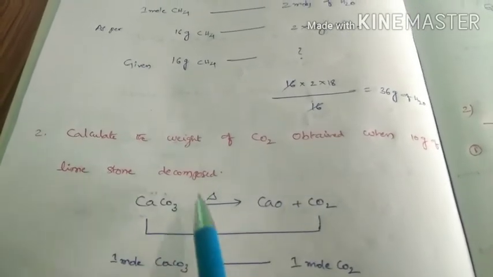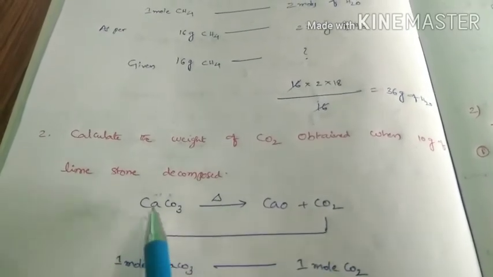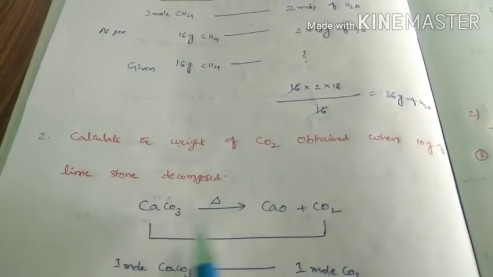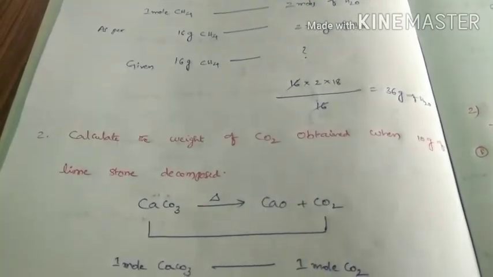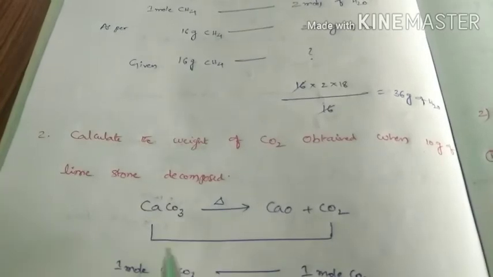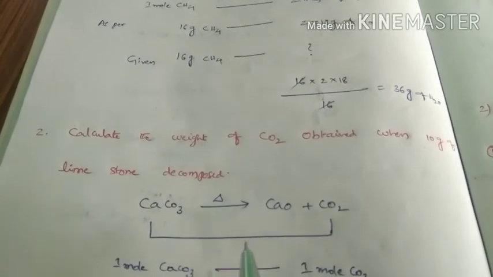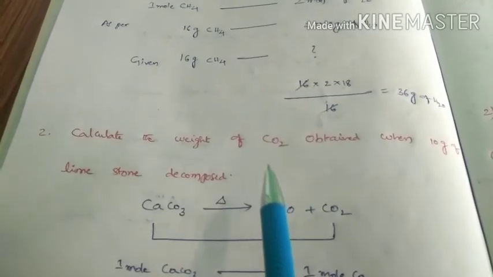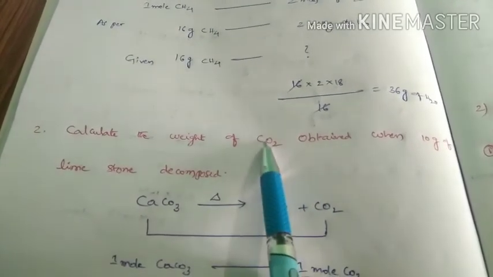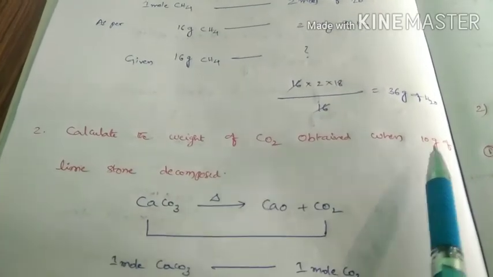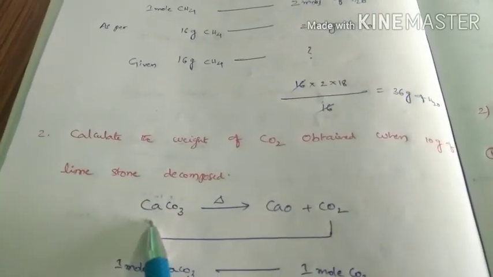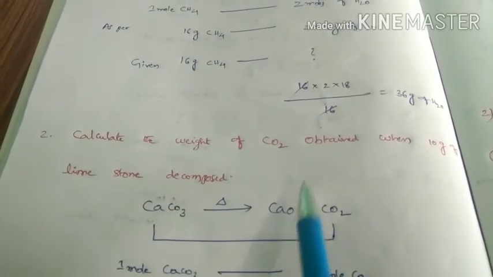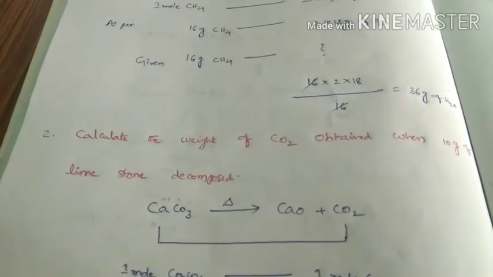After writing the equation, we have to balance the equation. Here 1 Ca, 1 Ca. How many oxygens? 3, 2 plus 1, 3. 1 carbon, 1 carbon. So the equation is balanced. After balancing, we have to draw the line for the relevant substances. Here the CO2 amount is to be found and the limestone amount is given, so we draw the line between CaCO3 and CO2. We don't bother about CO because that amount is not given in the question.